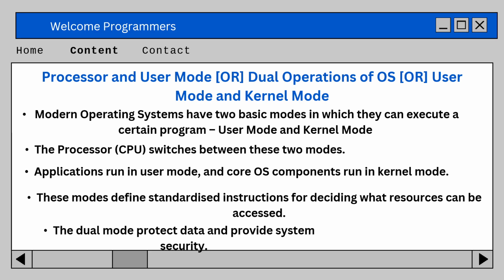Modern operating systems work in two modes. First is user mode and second one is kernel mode. Now, the CPU switches between these two modes depending on the type of programs or tasks. These modes help protect data and provide security. So please note these points in your book, it can help you in other things also.